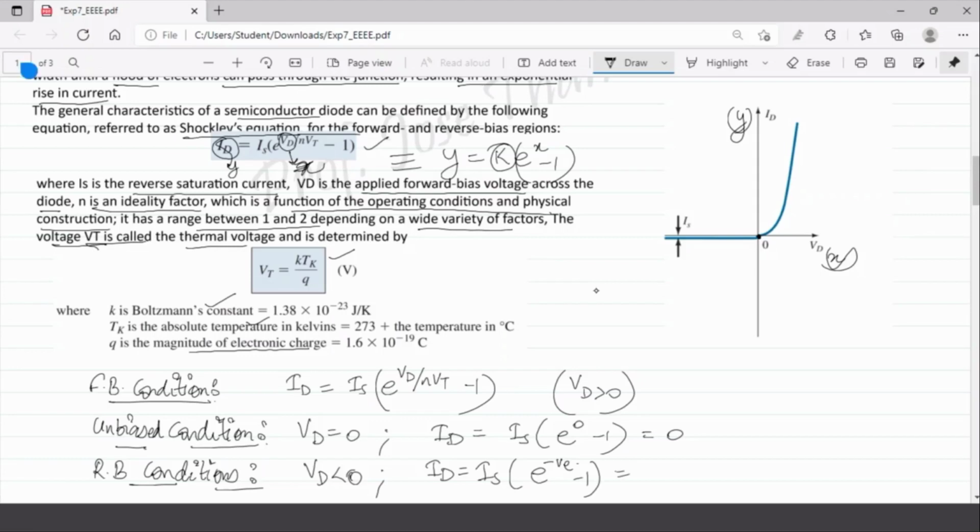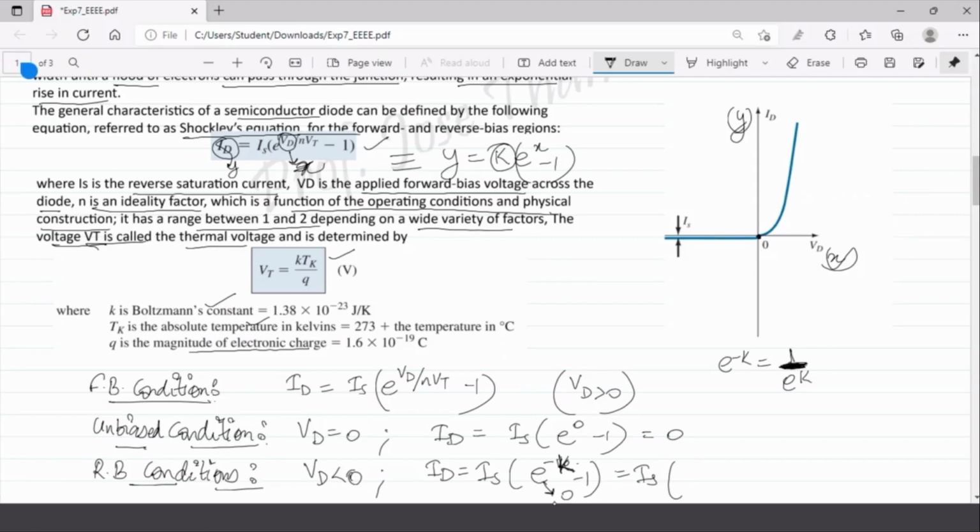Now this is e raised to power minus quantity. Let me write this as, if Vd is negative, this will be a constant minus k. So Is into what will be this value? e raised to power minus k. If k is large, e raised to power minus k will tend to 0, because e raised to power minus k means 1 divided by e raised to power k. As the value of k increases, e raised to power k increases, and 1 divided by e raised to power k reduces. So as we increase k, e raised to power minus k is approximately becoming 0.